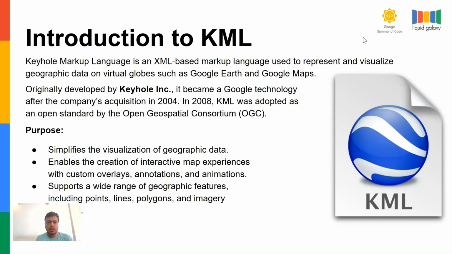First we will discuss what KML is. Keyhole Markup Language is basically an XML tag-based language which can represent and visualize geographic data on virtual globes such as Google Earth. It was originally developed by Keyhole Inc., a company which was later acquired by Google in 2004. In 2008, KML became an open standard under the Open Geospatial Consortium (OGC).